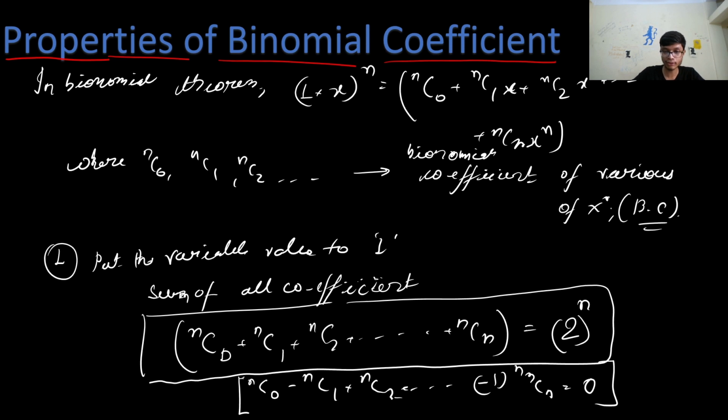So this is how we get the value of the sum of the binomial coefficients, and the sum of binomial coefficients with alternating plus minus signs, which is equal to 0. Both these results will come in very handy in a lot of questions of probability and set theory, so you must know how to use them.